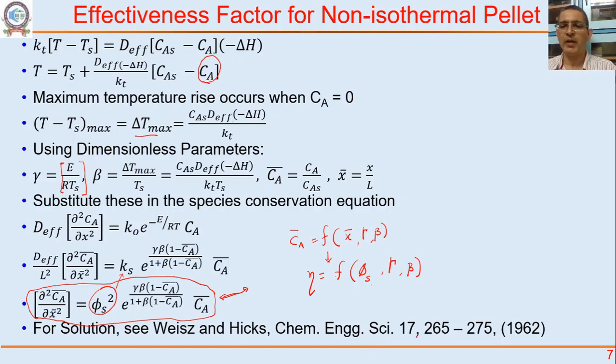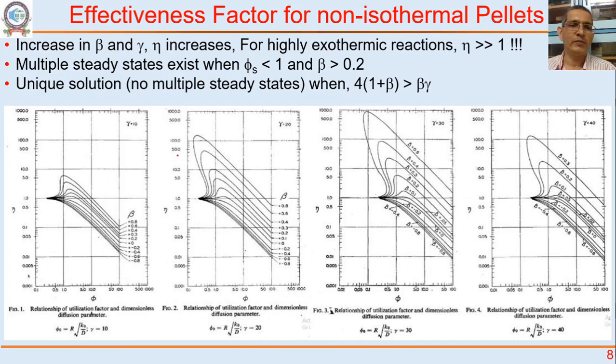If you see this paper, which came in Science in 1962, Weiss and Hicks, the function eta is plotted in terms of phi s, gamma and beta. Here are the values. So gamma is small, means energy of activation is small. You see eta can be more than 1. This is 1.0. It's not very clear, but it is 1.0. You see, the effectiveness factor can be very large, 8, 9, 10, depending on the values of beta.